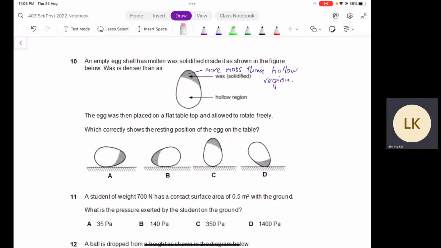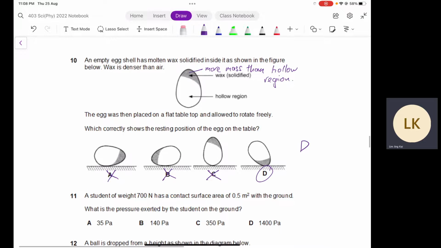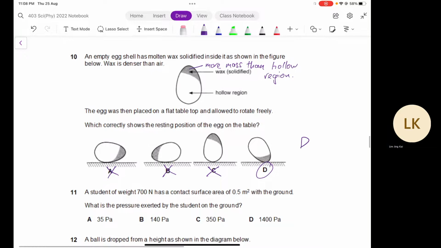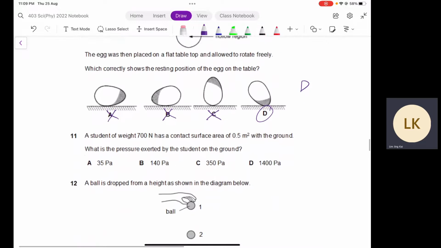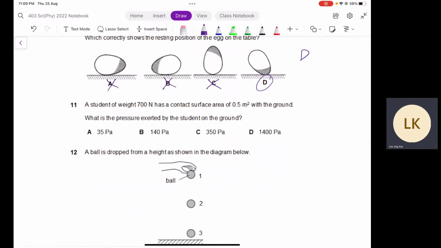Okay, so having said that, if you look at the answers, A will not be true, B will not be true, C will not be true, D is the most likely answer. Because once the center of mass or center of gravity shifts towards the wax itself, it will actually try to balance itself over there. While on the other hand, A to C are actually in unstable equilibrium, and therefore they will try to go towards the position shown in D.